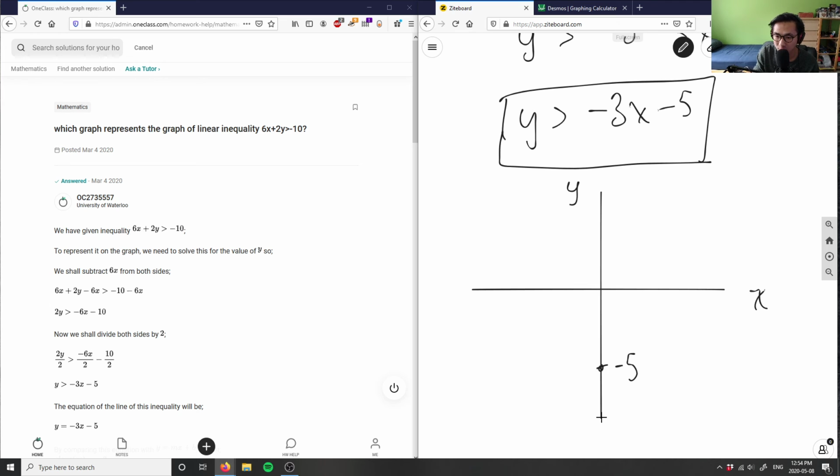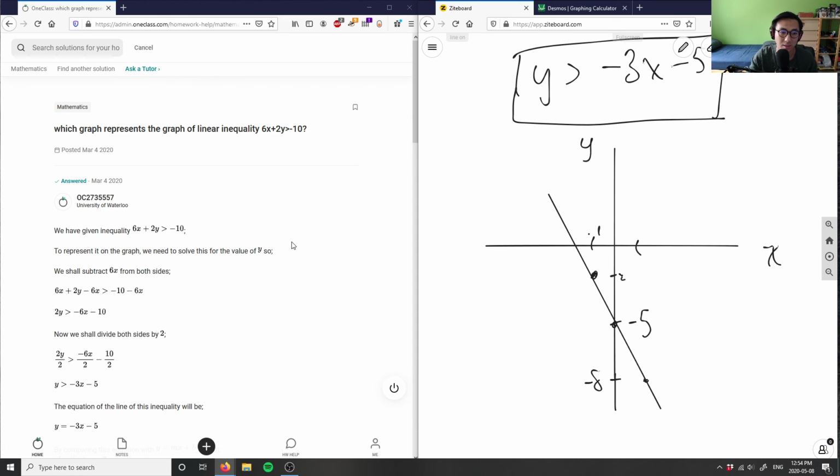So basically I'm going to go down by 3 and then go to the right by 1. So down by 3 would be like negative 8 or something. Right by 1, this would be 1 here like that. And then I can also go up and say this is negative 2 here, and this would be negative 1, so maybe something like this. So I would get a line that looks something like that, and this would be my line for this inequality here.